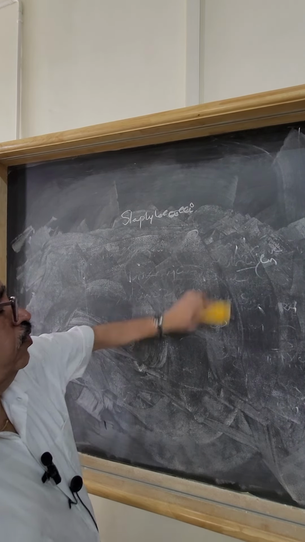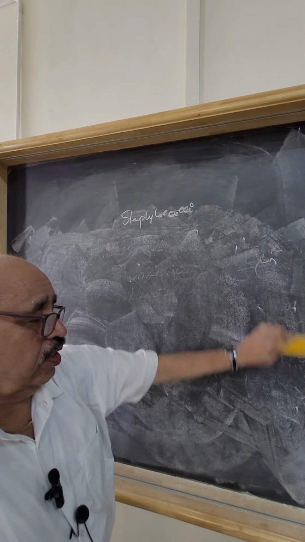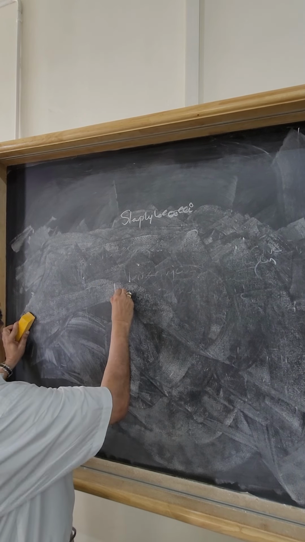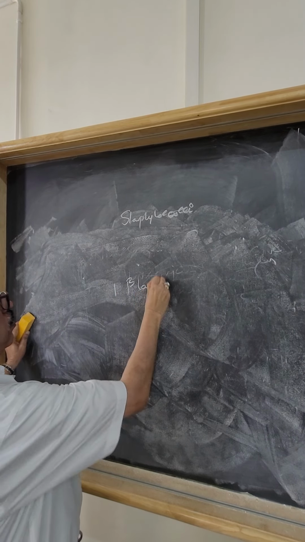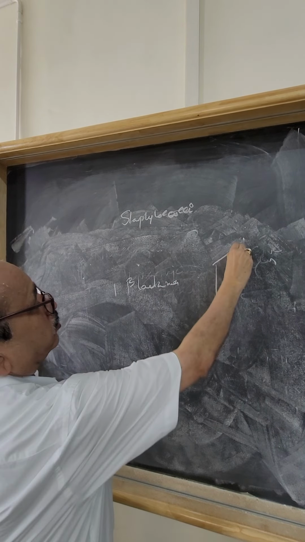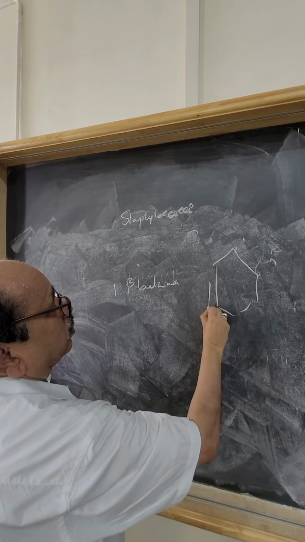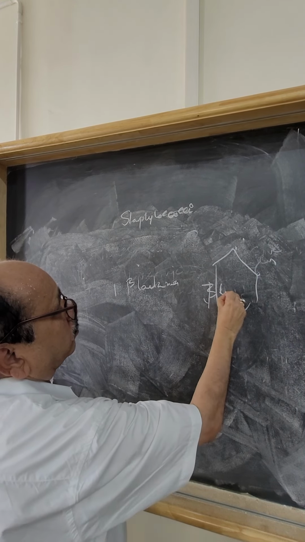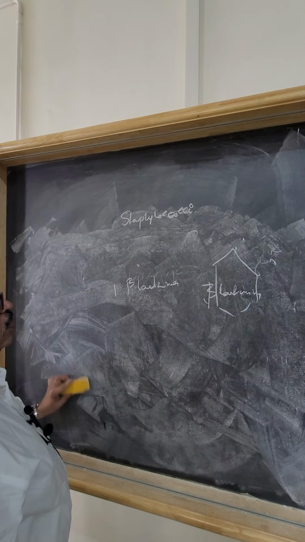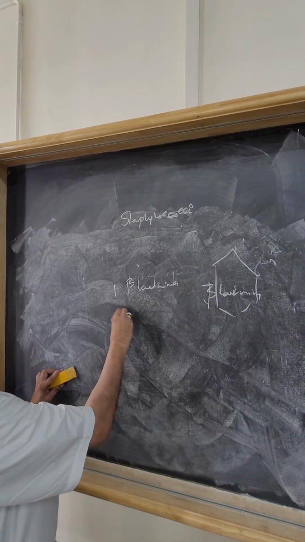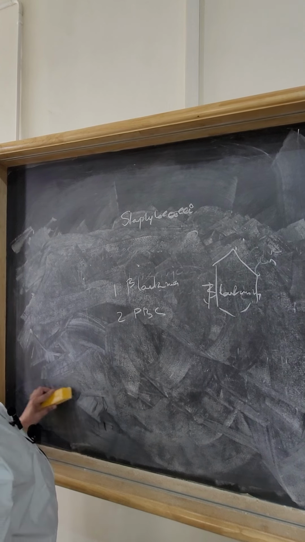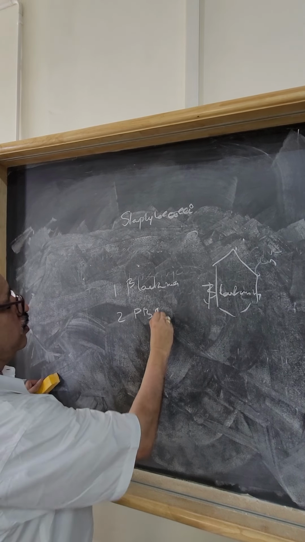Now, what are the modes of drug resistance of staphylococci? Number one, it produces beta lactamase and it destroys the beta lactam ring. So, beta lactamase, and alteration in the penicillin binding sites, penicillin binding proteins, PBP.